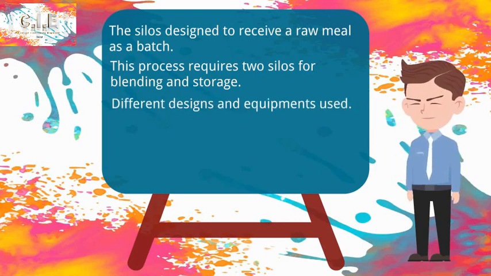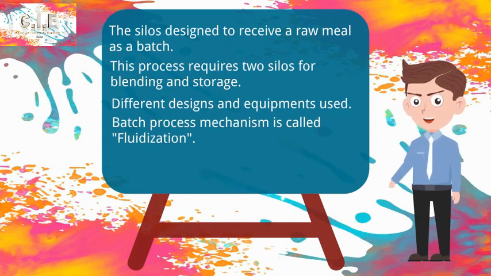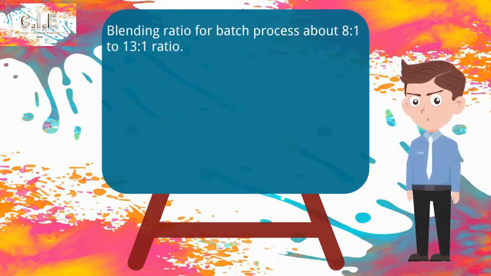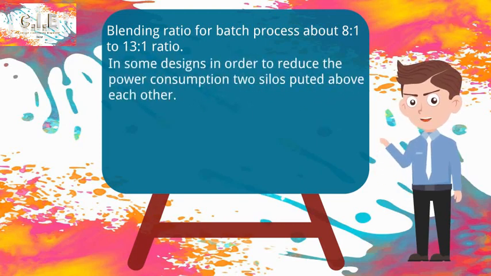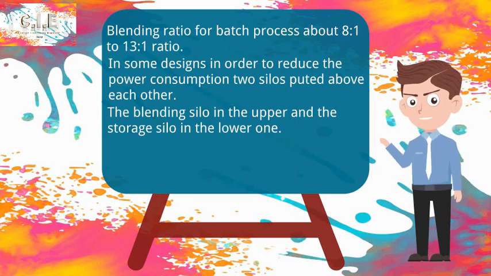Different designs and equipment are used, but in general it's the same mechanism, the fluidization process. In the batch process, the blending ratio is about 8:1 to 13:1. In some designs, the batch process is made of two silos. The blending is done in the upper silo and the storage in the lower one.